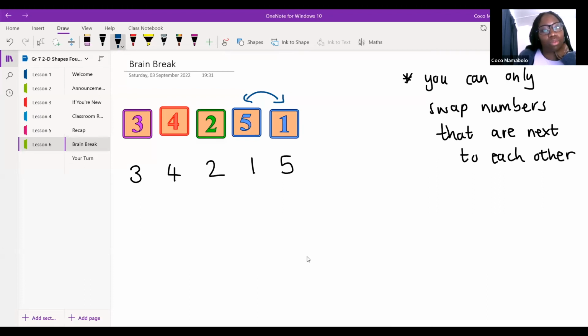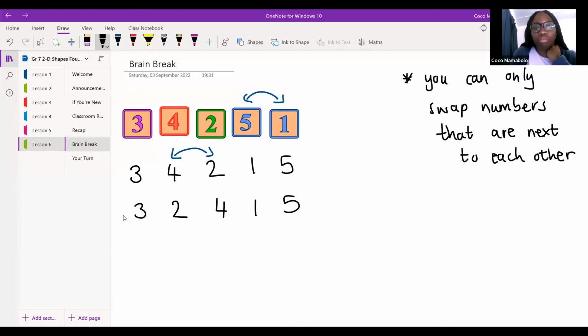We can swap 5 and 2. Oh, remember that the numbers need to be sitting right next to each other. Okay. 4 and 2. 4 and 2. Okay, cool. I'm going to swap 4 and 2. So my new order is going to read 3, 2, 4, 1, and 5. Okay. We're getting somewhere. 2 is in the right place. I see it. Carrie, what do you think we should swap next?